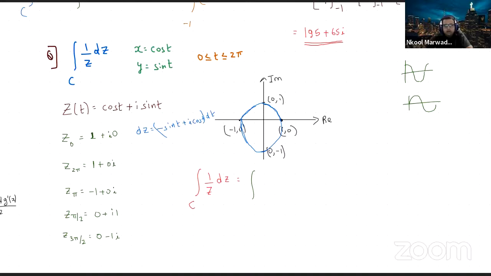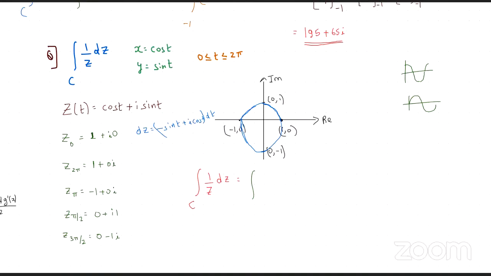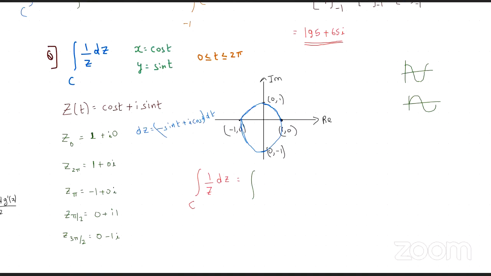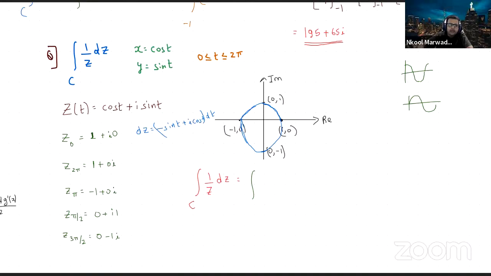And so I can write 1 by z as 1 by cos t plus i sin t, into dz, which is minus sin t plus i cos t. So this is one way, but the calculation will be very complex here. One technique we can apply to simplify this.